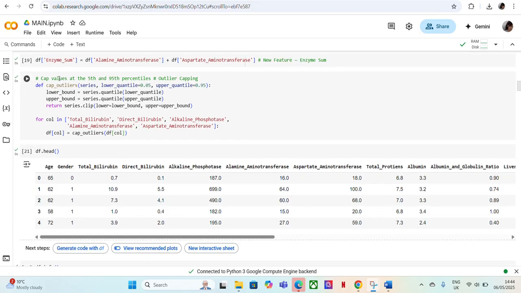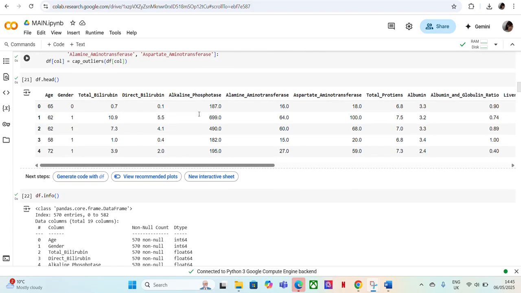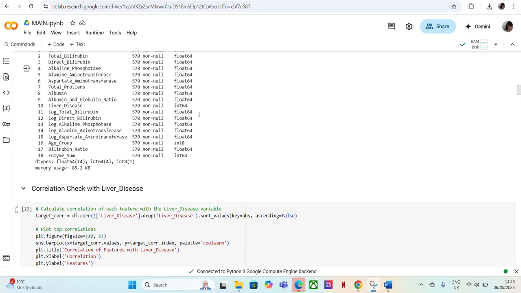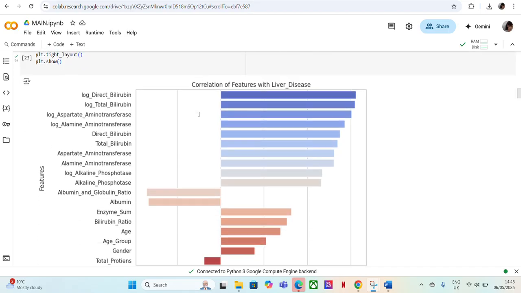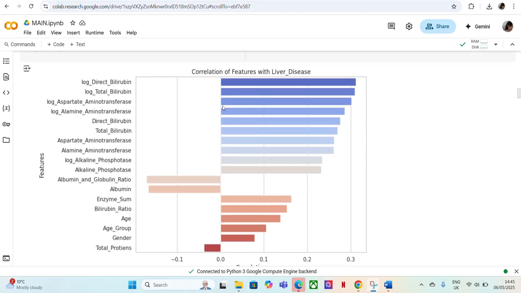Then the next cell is about the outlier capping. Then displaying the rows again and taking the info. Then next is the correlation check with the liver disease. It is displayed here.